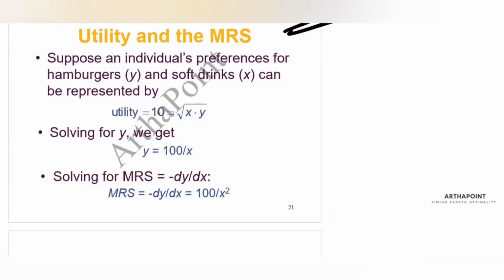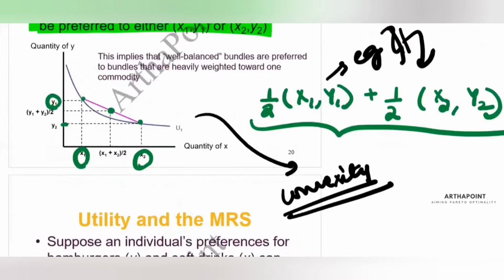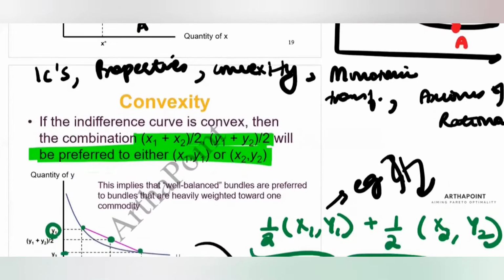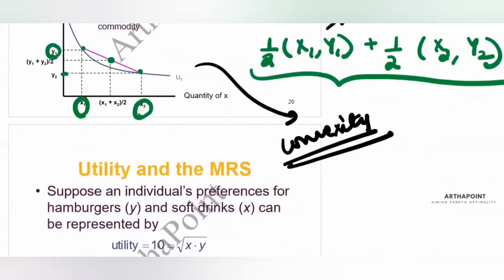Hi, good evening, everyone. In the last video that we did, we were discussing what is utility. We discussed what is convexity, what is a convex set, and how we can interpret the different properties of indifference curve mathematically and economically.